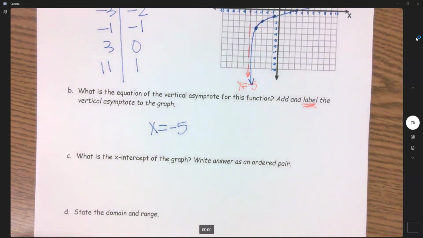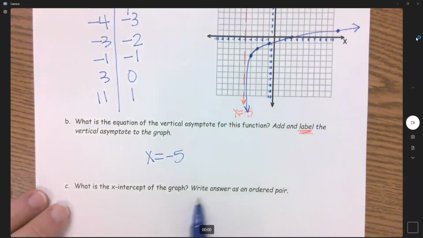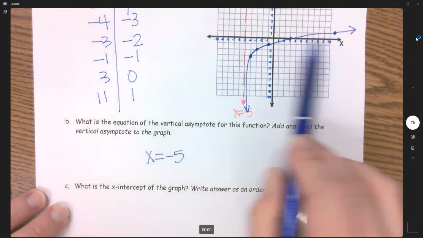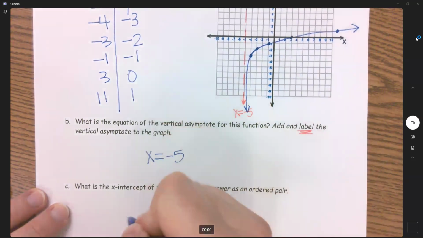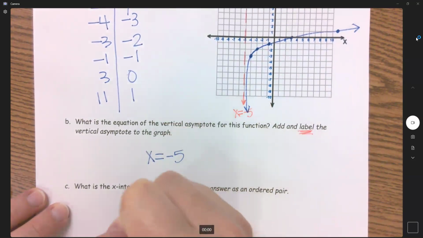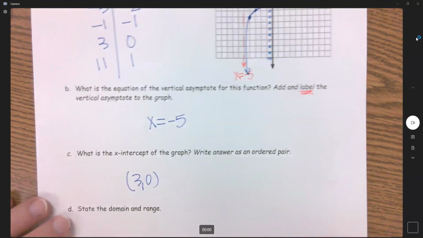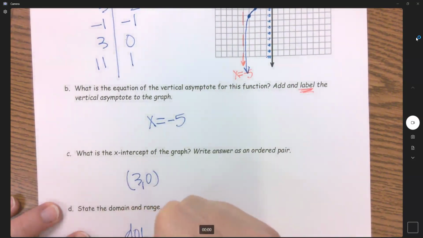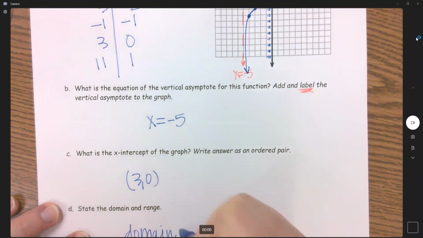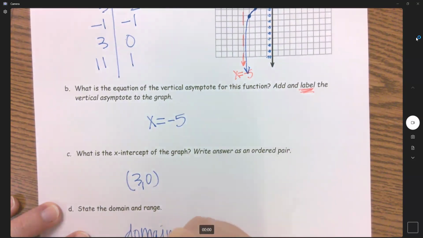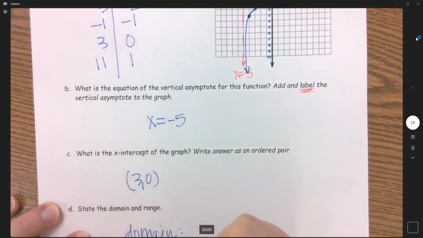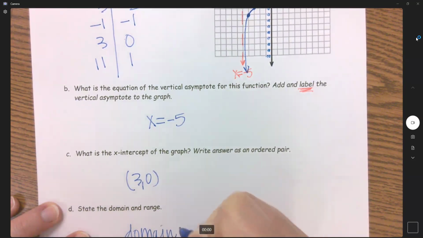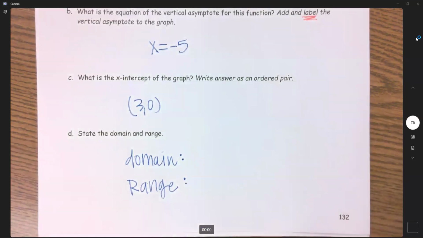Part C wants to know what is the x-intercept. Write this as an ordered pair. Well, where is it crossing this x-axis? Right here at 3, 0. And then we need to state the domain and range.